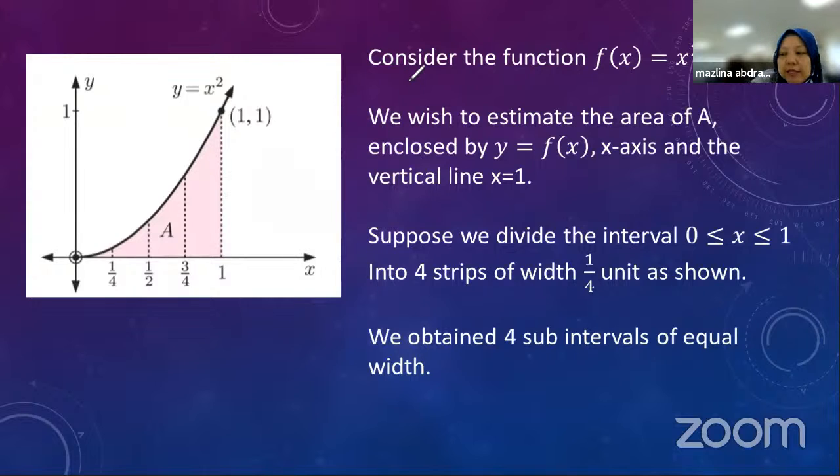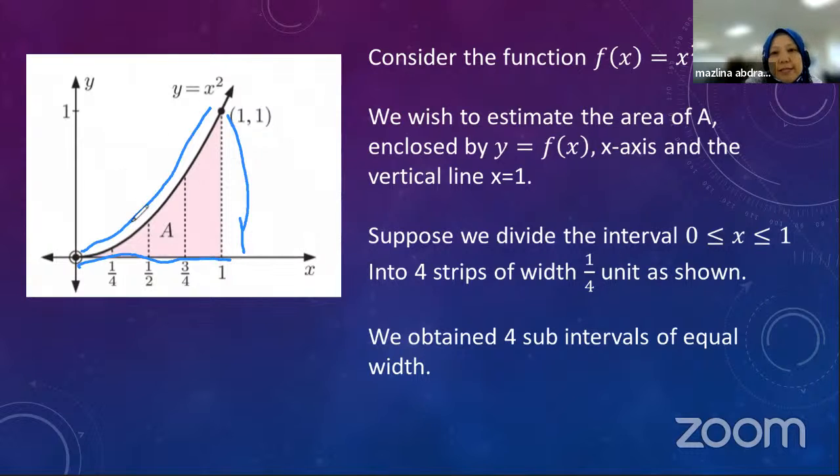Okay, so this is the function, and then x equals 1 is here, and your x-axis is here. So we want to get this area. Suppose we divide the interval from 0 until 1 into 4 strips of 1/4 units each. So we are going to get 4 strips: this is the first one, second, third, and the fourth one. We just want to get the idea first.